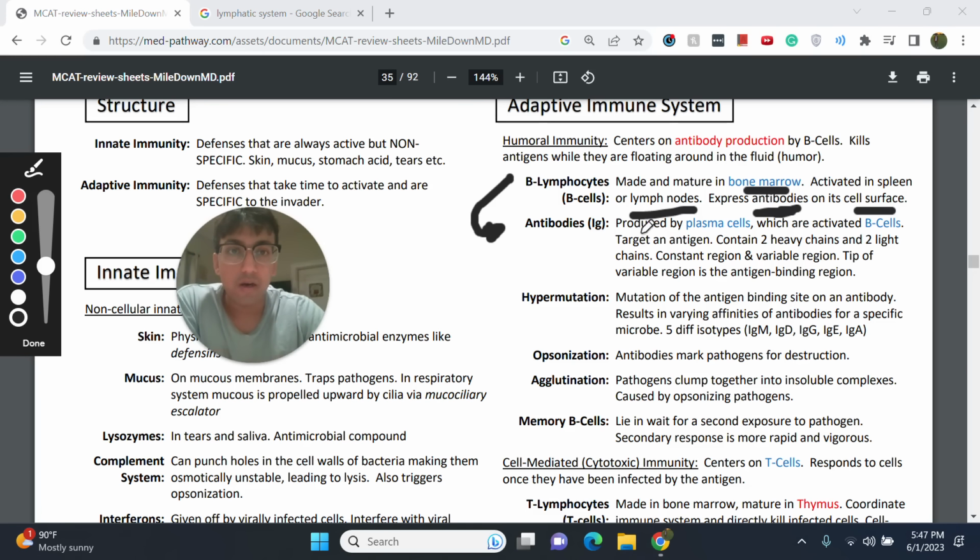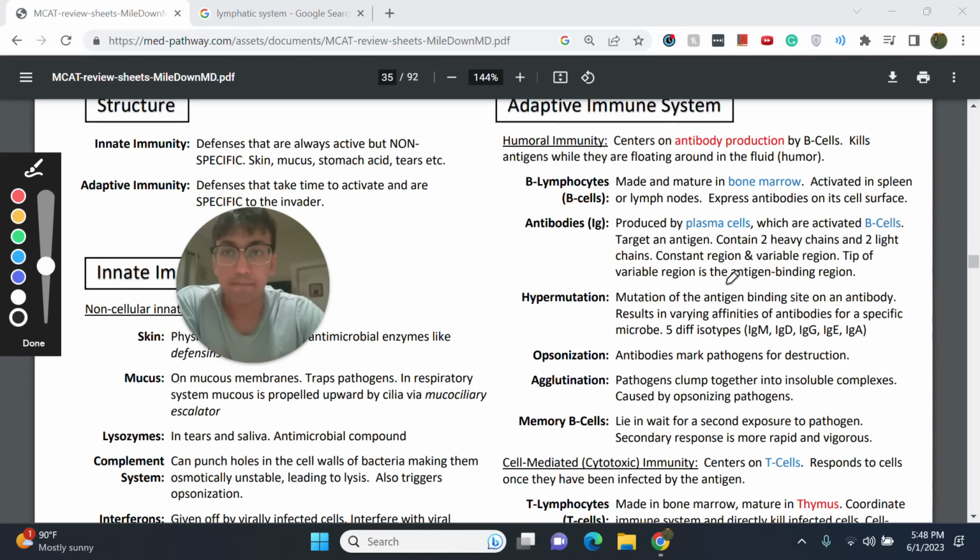Now, a special type of B cell is plasma cells, and plasma cells form antibodies. Plasma cells are activated B cells. So B cells are made in the bone marrow, they're in the spleen and lymph node, and they have antibodies on their cell surface. When you activate a B cell, you have a plasma cell, and plasma cells create antibodies. Now, an antibody will target an antigen, and an antibody contains 2 heavy chains and 2 light chains.